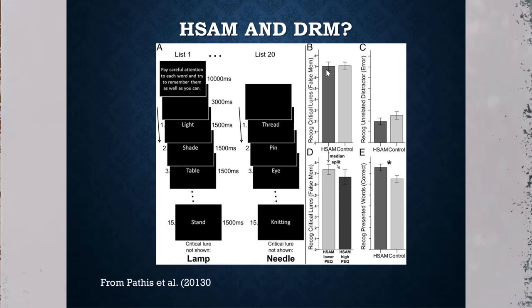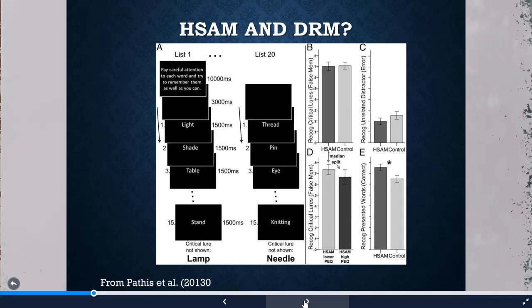It doesn't differentiate. Now down here, this is overall memory. So overall, the HSAM group is better than the control, but they don't differ in the false memory to the critical lures, right? So again, showing that these highly superior autobiographical memory people, their memory works just like yours and mine does, but they have a better ability to hold on to information than we do.